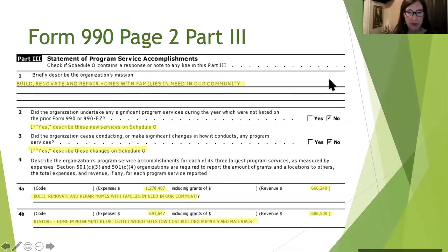So if you want to move the cursor, Becky, move it all the way to the bottom to 4A and 4B. Yeah, there you go. Right. So that's where you're showing the total expenses and the total revenue for each of those 2 program components. Okay, good. Next, please.